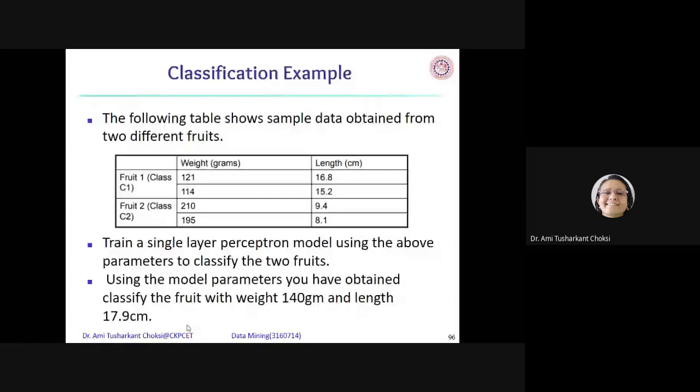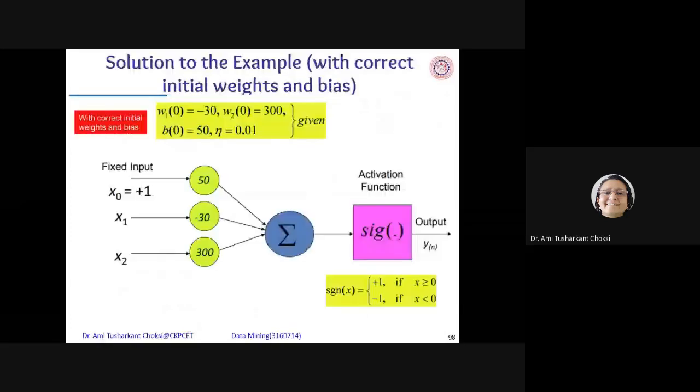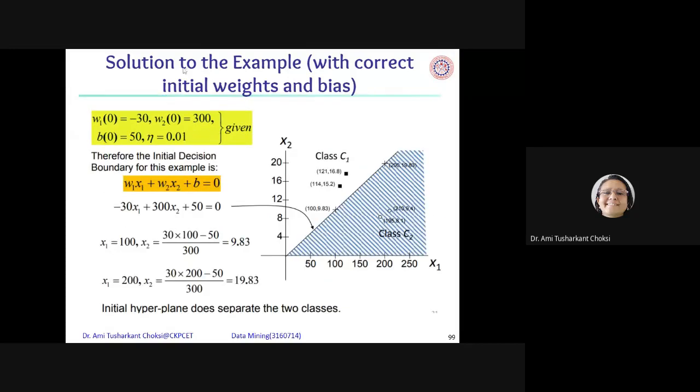Proceed. The activation function which we are using here is SGN, where it is plus 1 when x is greater than or equal to 0 and minus 1 when x is less than 0. Fine. Now we are giving the solution to this particular problem. Solution means we want to predict whether that particular fruit is part of class C1 or class C2.